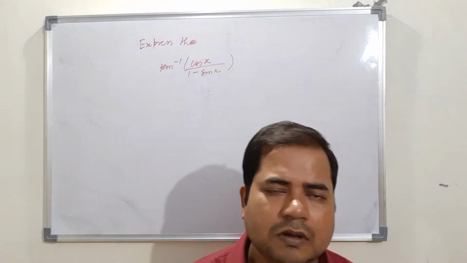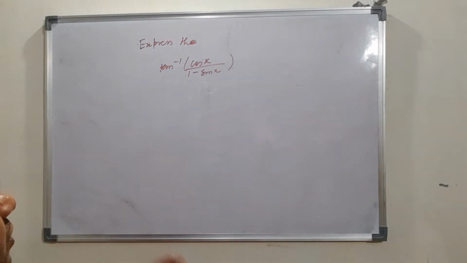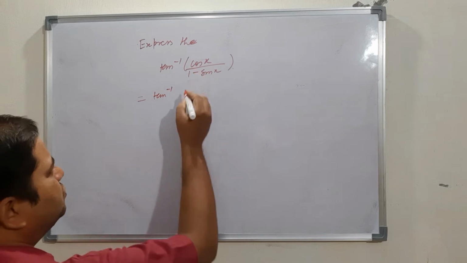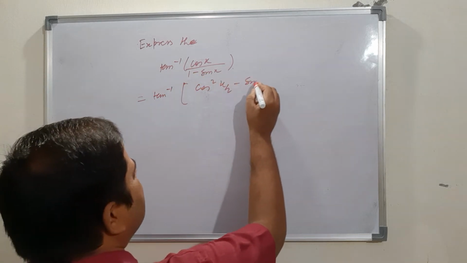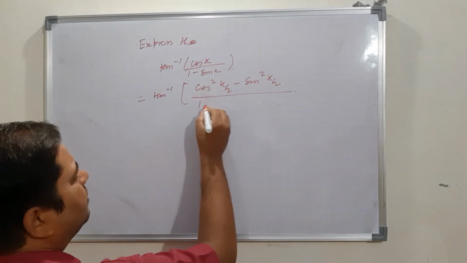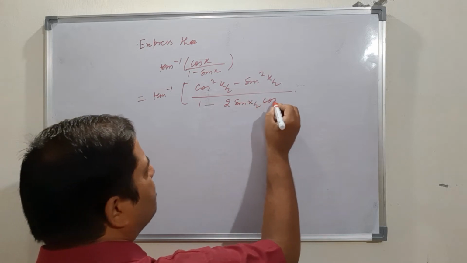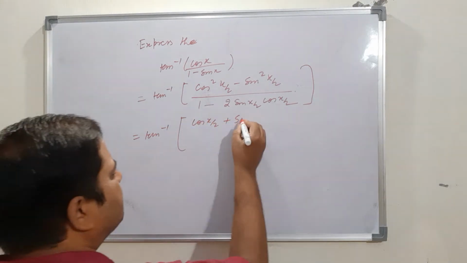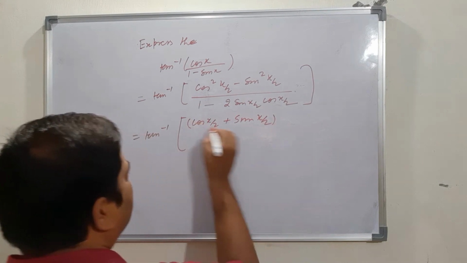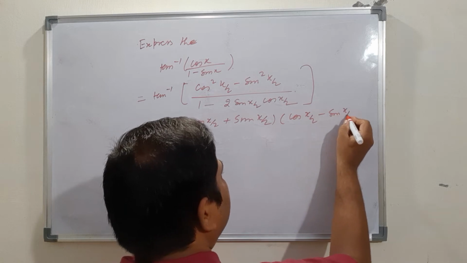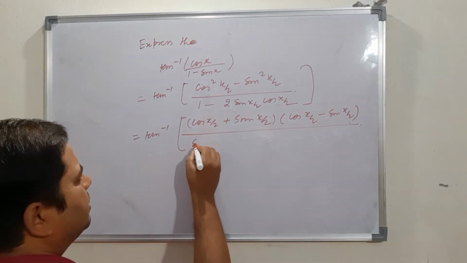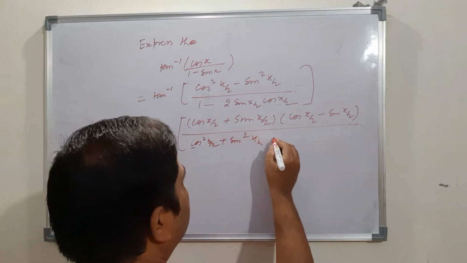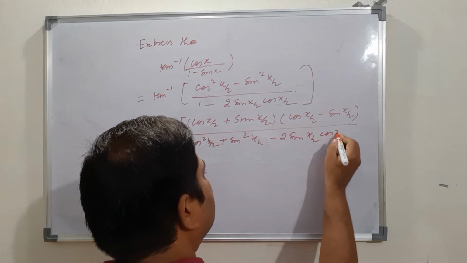There are two methods, but we will use the book method because it is easy to solve. So tan inverse of, using the half angle formula, cos square x by 2 minus sin square x by 2, divided by 1 minus 2 sin x by 2 cos x by 2. The denominator is sin square x by 2 plus cos square x by 2 minus 2 sin x by 2 cos x by 2.